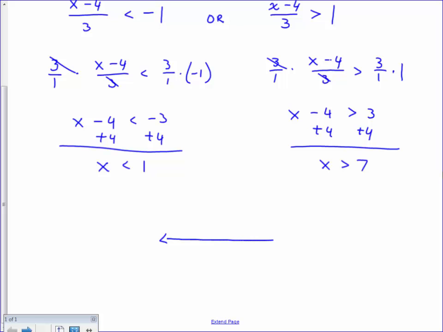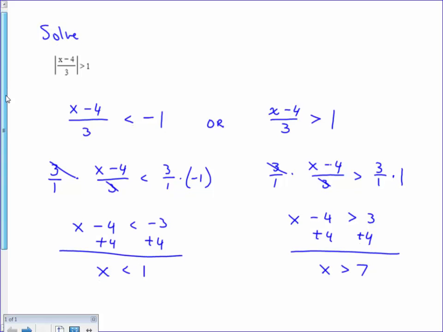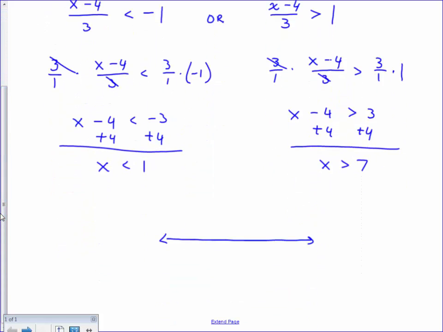It's not a bad idea, for absolute value inequalities that are greater than, when you get finished, to actually just sketch your result. So here's 0, here's 1, here's 7. We notice that we're going to go to the left of 1 and to the right of 7.